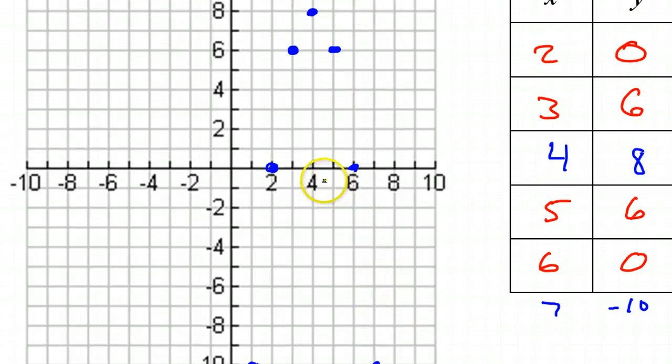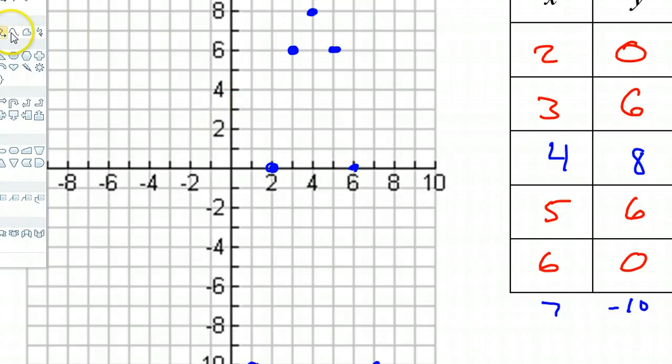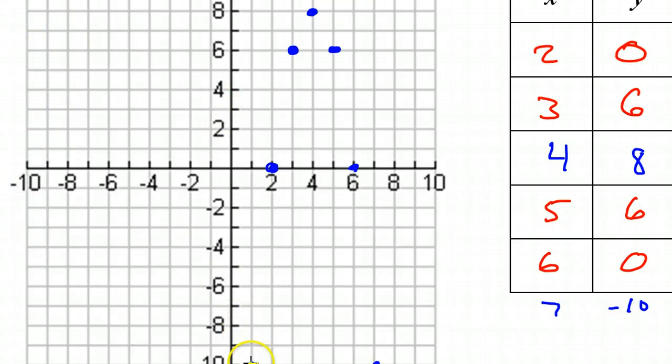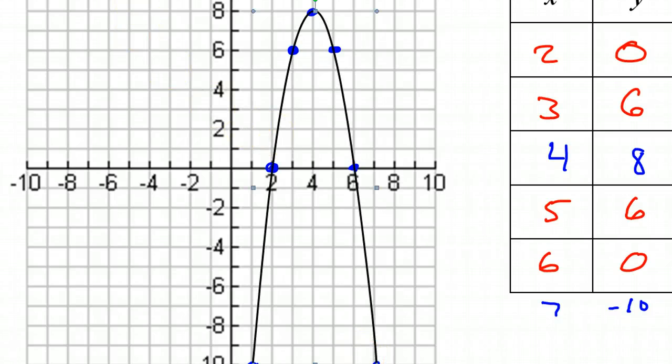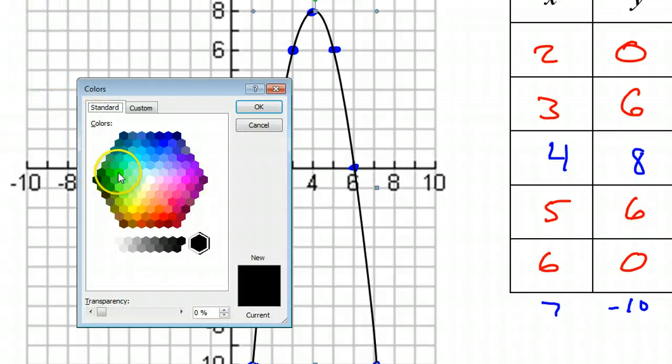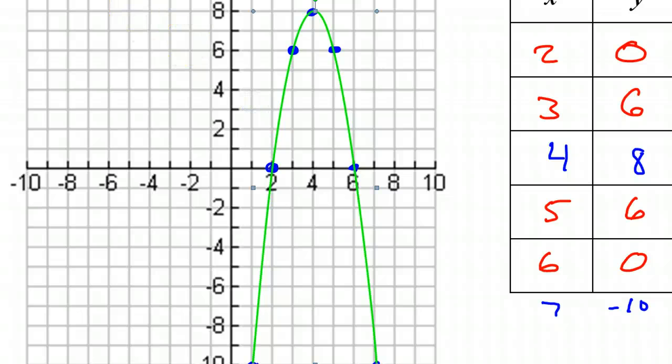All right, let's go ahead and draw this. I'm going to cheat and use my Microsoft Word features. You do whatever bootleg process you need to do. Okay, so there we go. I'm liking green for this. All right, so there's a nice parabola.